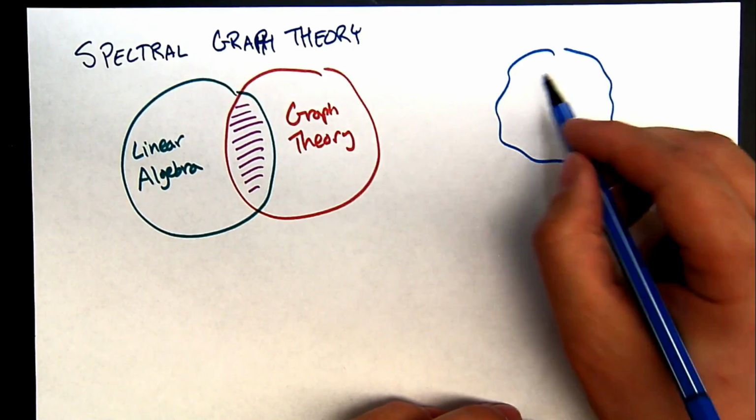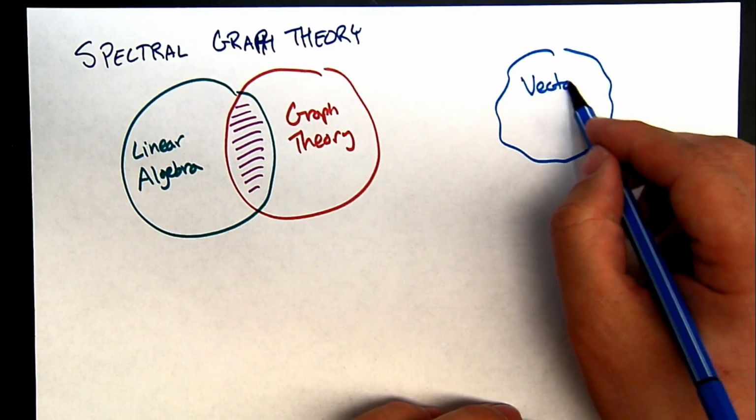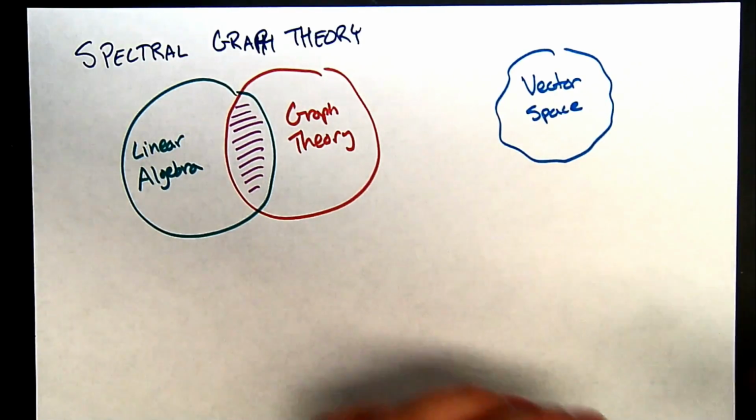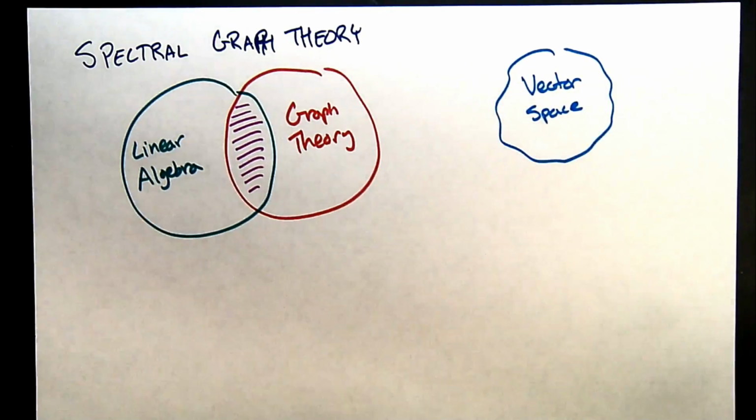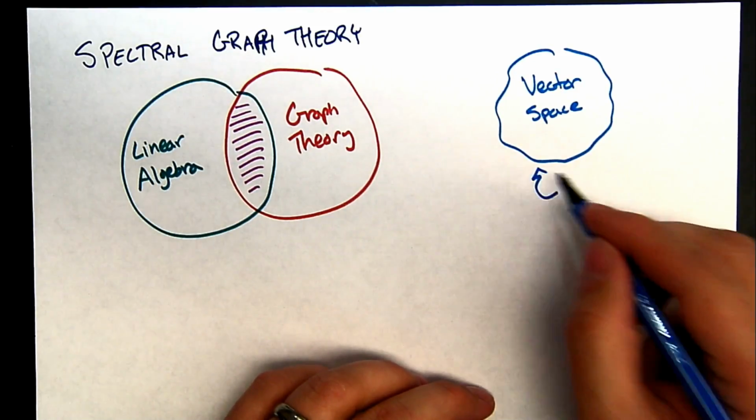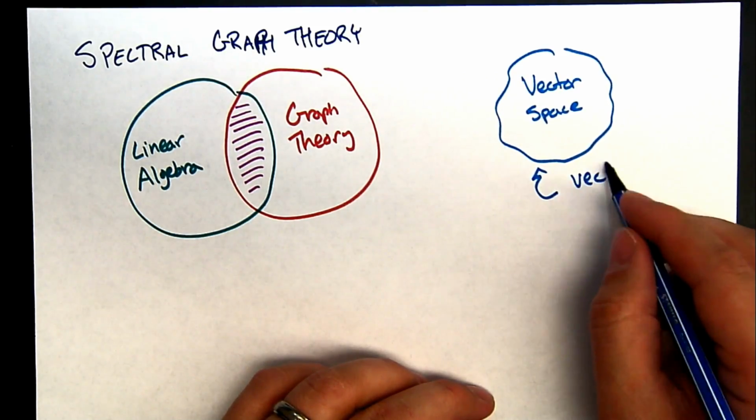But it's a little bit more broad than that. So the idea here is that you have this vector space, and I'll mark it here by writing the words vector space. Now what's a vector space? Well, it's a collection of vectors. Okay, that's fine. What can you do with vectors?